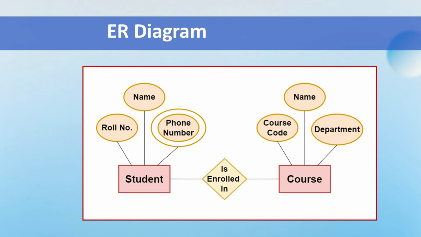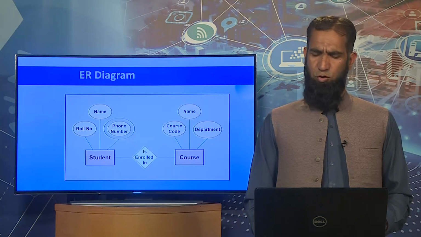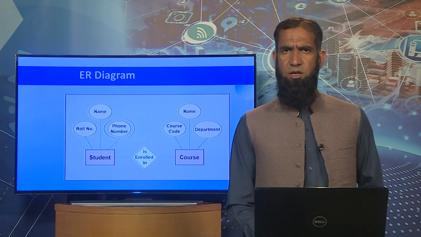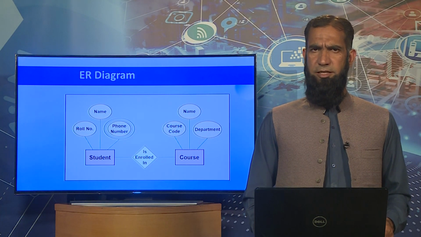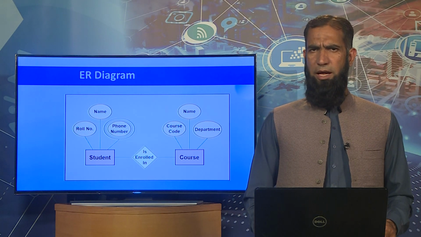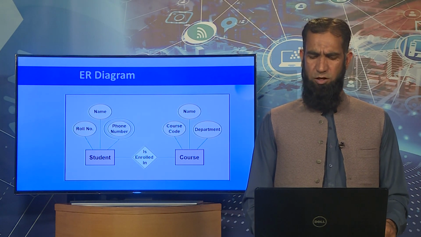There should be a primary key in each table. A primary key is basically an attribute that must be unique. In the student table, it can be the roll number. In the course table, that can be the course code. These two entities are connected by a relationship called is enrolled in. This shows that a student can enroll in one or more courses, and each course can have multiple students. A relationship defines how entities interact with one another, while attributes provide details about each entity.